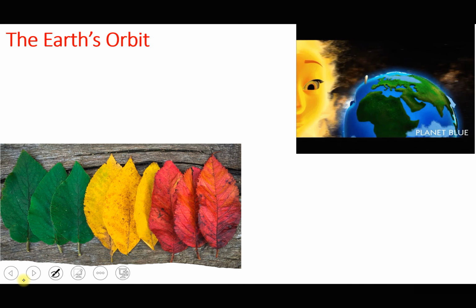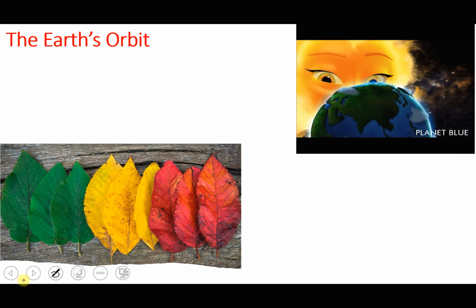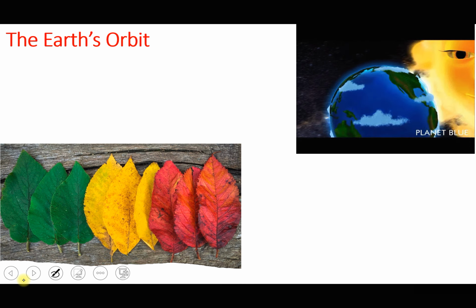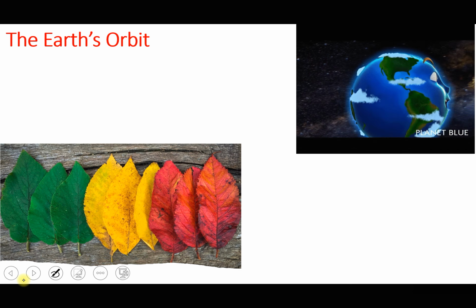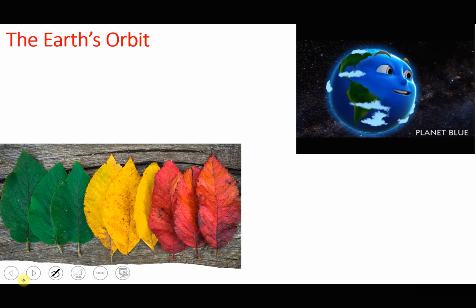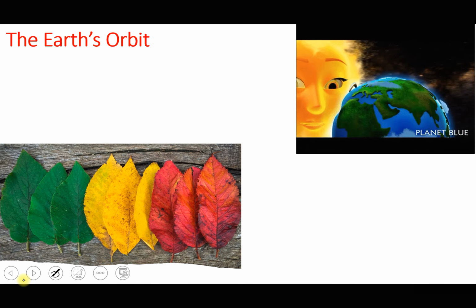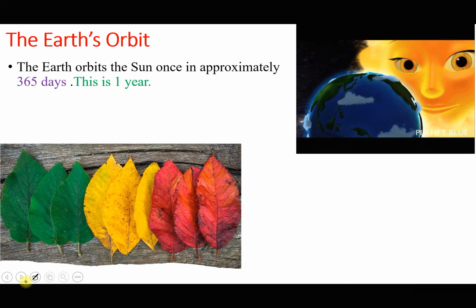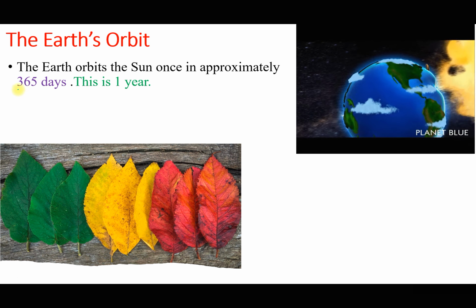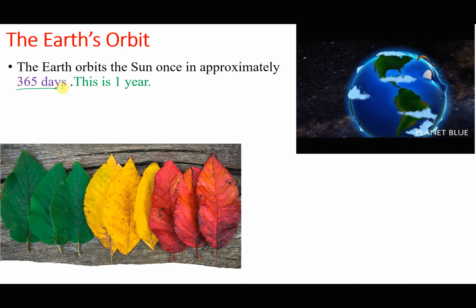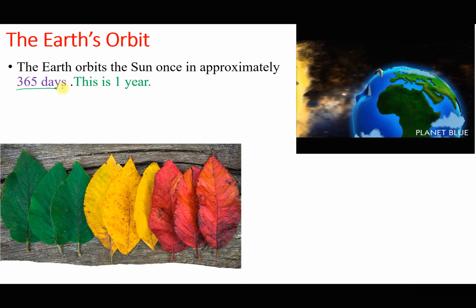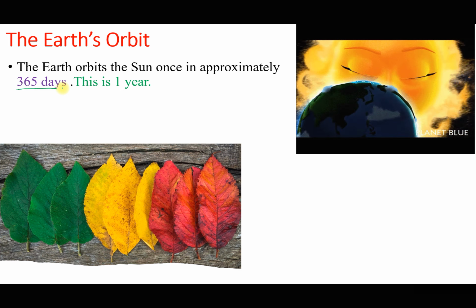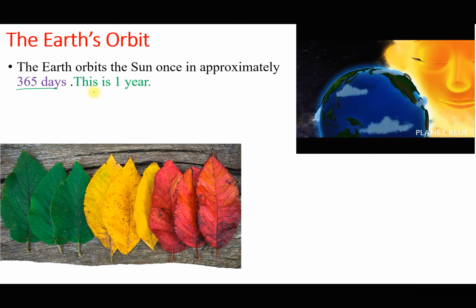The second objective we are going to handle when we talk about the Earth's orbit is to know that the Earth orbits the Sun once in approximately 365 days, and to use this to explain the periodic nature of the seasons. So the Earth orbits the Sun once in approximately 365 days. In other words, the Earth makes one complete revolution around the Sun, just like other planets move around the Sun. This takes approximately 365 days, and this is what we call the Earth year, or the year.